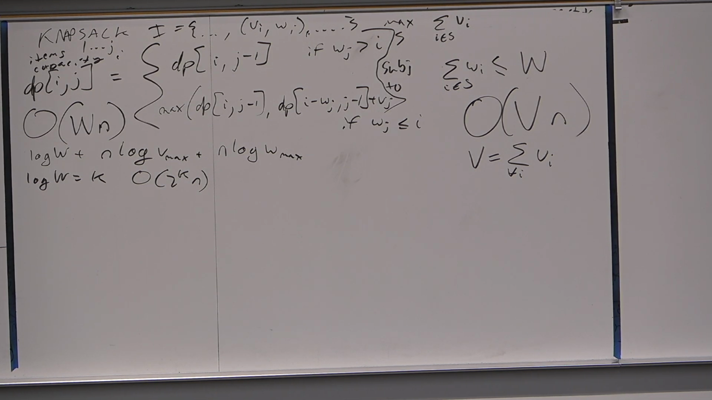It may not be the case that's even better, right? It could be the sum of the values exceeds W. How about I leave it as an exercise? I'll just say I claim a minor modification to the dynamic programming recurrence we've given can give you a runtime of O of Vn instead of O of Wn, where V is the sum of values, right?